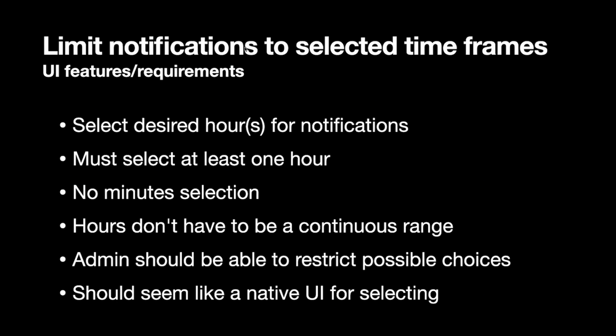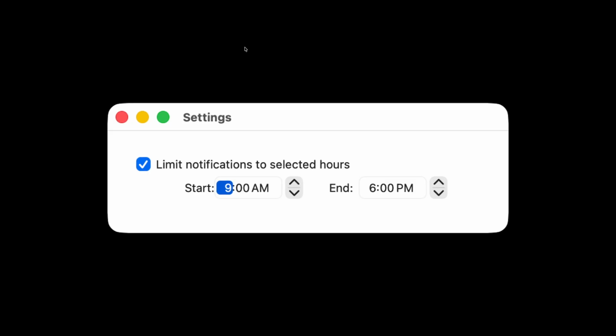I didn't want it to look like something generated for some other platform. So my first thought was, okay, we'll just use a standard date time picker. That's a native control that Apple gives you in AppKit. But this really only gives you a single range. Maybe we could have added a plus button and then it could add additional rows. And also with the native picker, you could pick minutes, and I didn't want that.